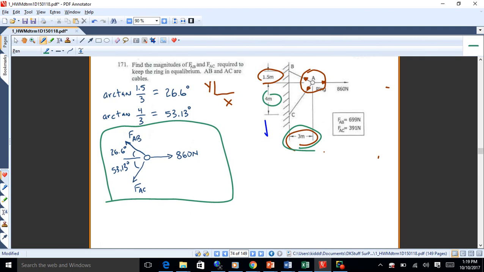So what I've got there is a 2D problem, and I've got 2 unknowns, FAB and FAC. With 2D, I've got 2 equations, sum of Fx and sum of Fy. So that's solvable. I can solve that. I do want to get those angles in there because that's known information that I'll need to solve it. All right, are we good with that? Do we have any questions?